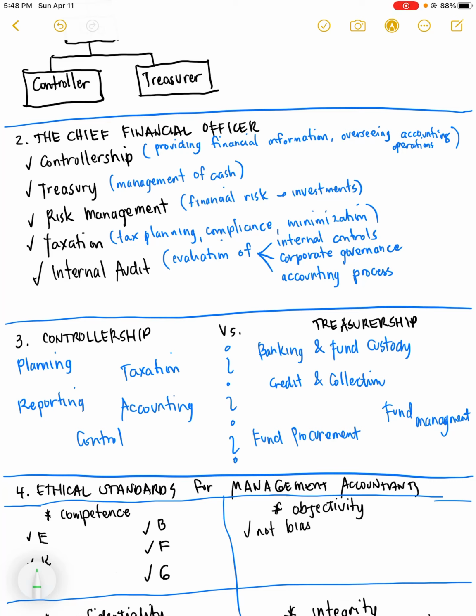On the other hand, when we talk about treasurership, dahil ito is involved in the management of cash, among the functions are, of course, banking and fund custody. The purpose or the aim of the treasurer is to manage the wealth of the business, making sure na ma-maximize yung wealth ng business. And that includes custody of funds, of course, credit and collection. Also, how are you going to procure funds in order to support whatever is needed in the plan of the organization, and how are you going to manage the funds? Like in the case nga kanina, where you will be able to identify whether you're going to invest it in short-term or long-term investments.